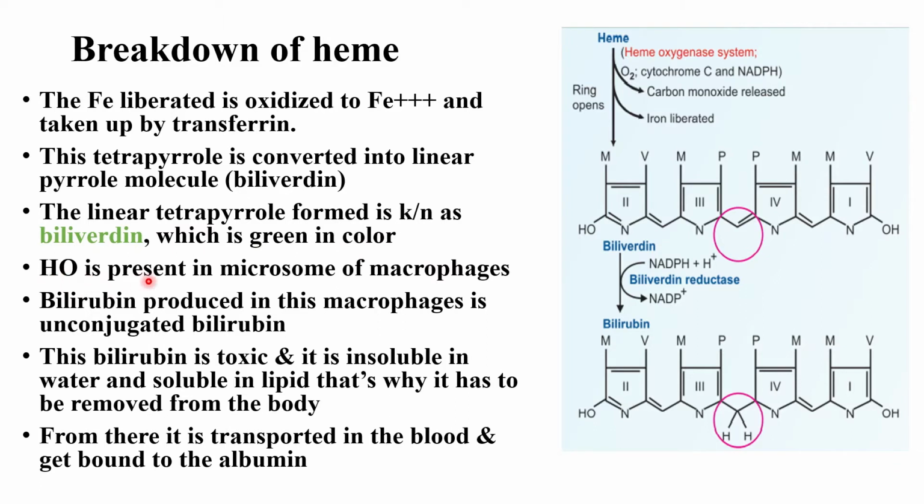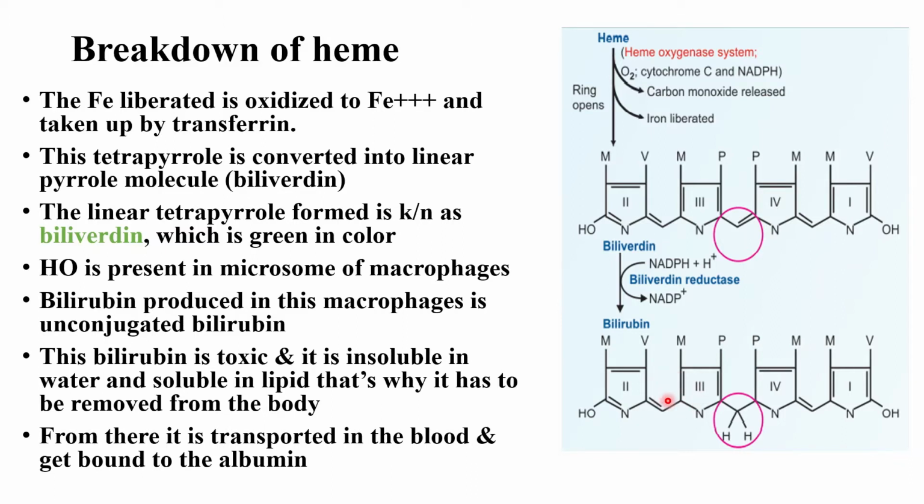This heme oxygenase is present, as I told you, in the microsomes of the macrophages. The bilirubin produced in these macrophages is unconjugated. Remember, this bilirubin is toxic, and as you know, it is insoluble in water and soluble in lipid. That's why it has to be removed from the body, because it creates toxicity in the body.